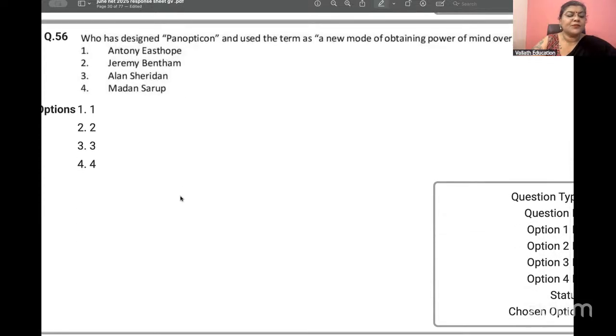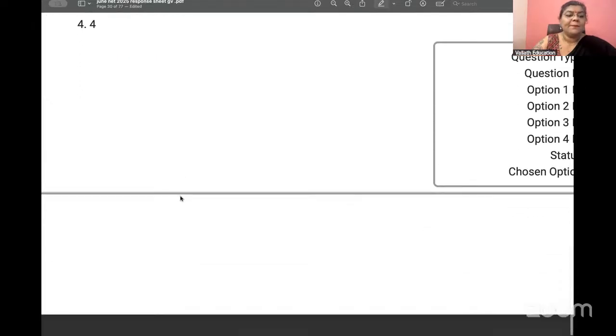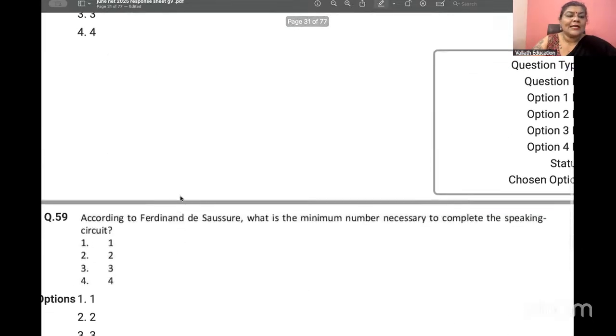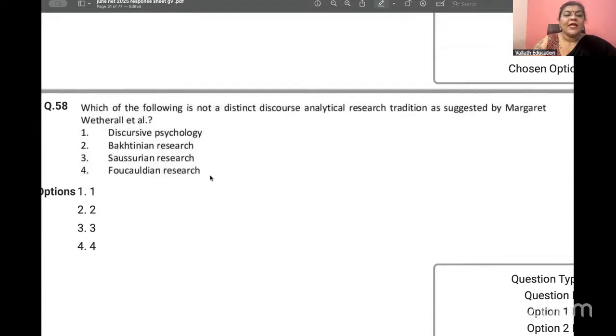Panopticon, Jeremy Bentham. So the first 4 questions were easy. Now, let us take a look at the next question. Which of the following is not a distinct discourse analytical research tradition? The whole question is a distractor. Discourse analytical research, some big kind of research. You have to think like that. Suggested by Margaret Wetherall. You don't know who she is.